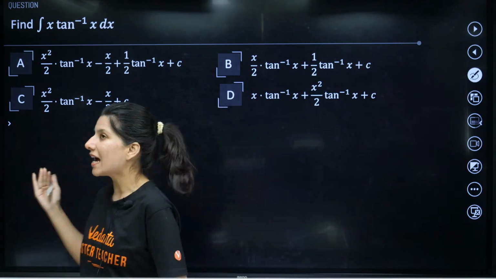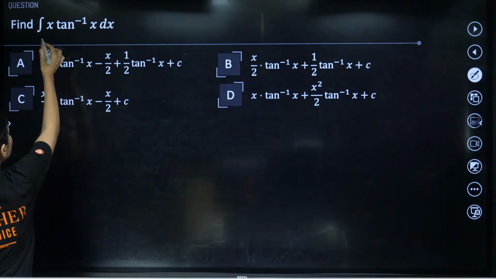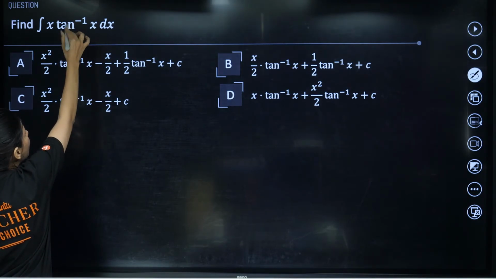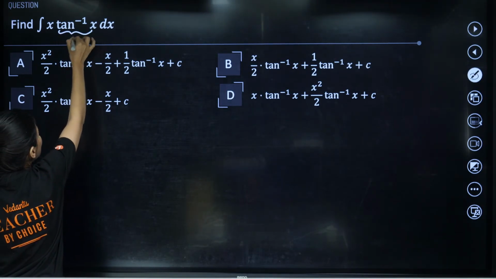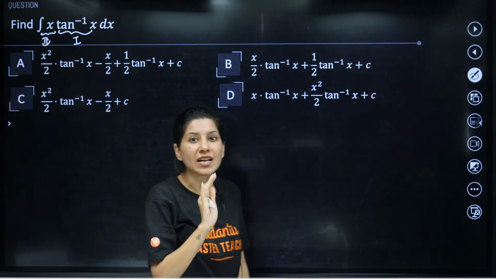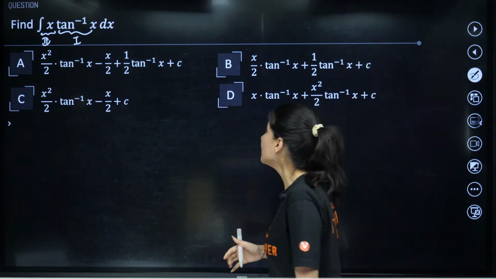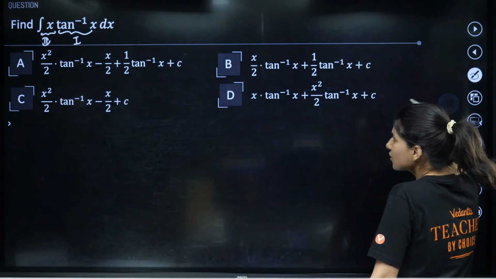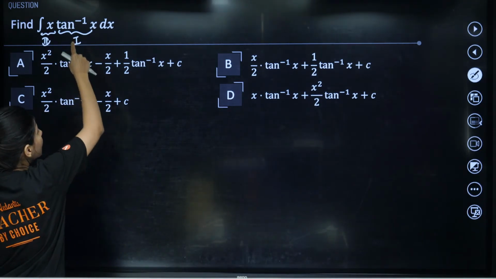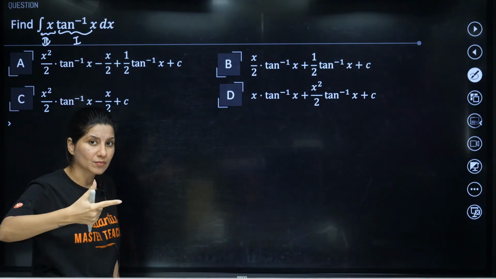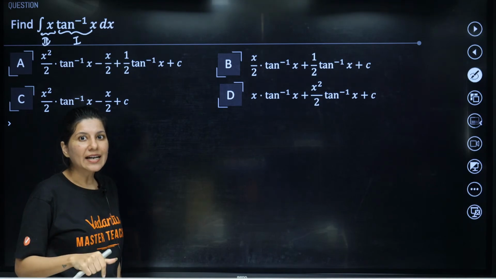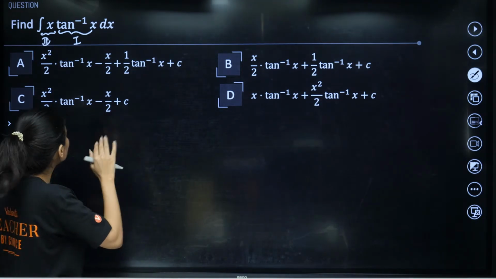x tan inverse x. Now this is an algebraic function, and this is an inverse trigonometric function. So this will be taken as the first function, and this will be taken as the second function, because we never know the integration of tan inverse x. We don't know it, right? We know the integration of x. That's why it will be taken as second. So the priority should be inverse or logarithm, then algebra, then trigonometry and then exponential.